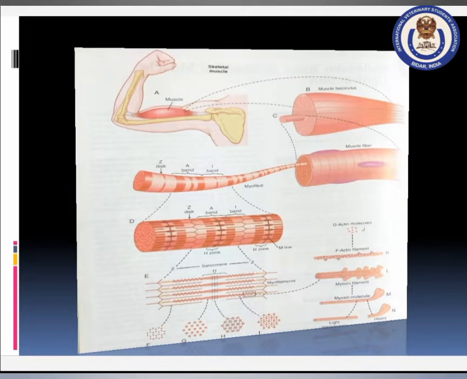In the center of each I band is an elastic fiber called the Z line, which bisects it. The thin filaments are firmly attached to the Z line. The thick filaments in the A band are also held together in the middle of this band by a thin fibrous membrane called the M line. The A and I bands are arranged alternately throughout the length of the myofibril. The portion of the myofibril between two successive Z lines is considered the functional unit of contraction and is called the sarcomere.